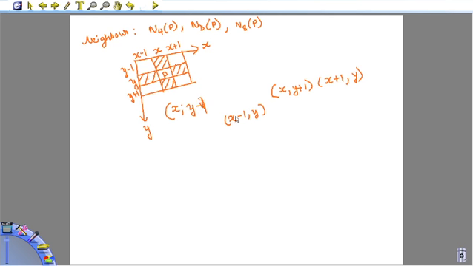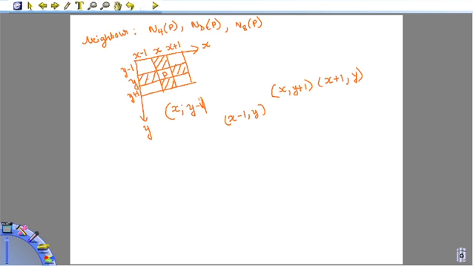Next is what? X minus 1 comma y. Next, the third element is along the x axis and y plus 1, so x comma y plus 1. And the fourth element is along y and x plus 1, which I wrote as x plus 1 comma y. So these are the four neighboring elements.